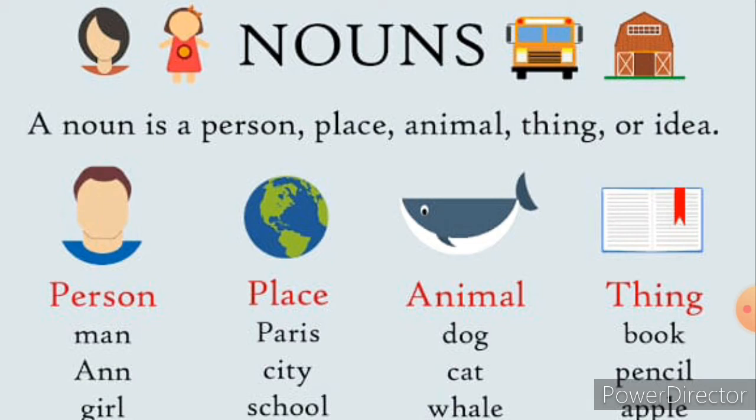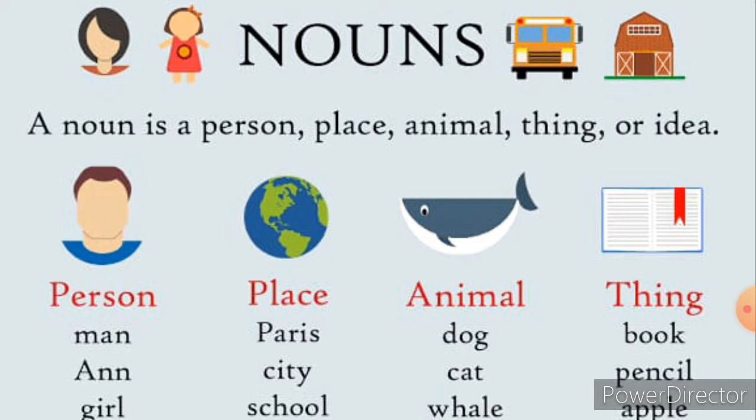Look at this example for person, man, girl. Then you can name as Kumar, Ravi. It's the name of a person. This is noun. And then place, Namakkal, Paris, school, city. This is an example for place. And then animal, dog, buffalo, cat. Likewise, it is the name of an animal. And for the thing, book, pencil, table, chair. This is an example for thing. So noun is a naming word, or you can say a noun is the name of a person, place, animal, thing or idea. So these are a few examples for nouns.